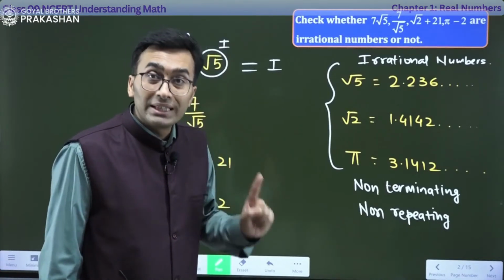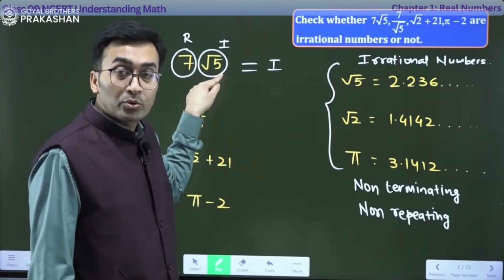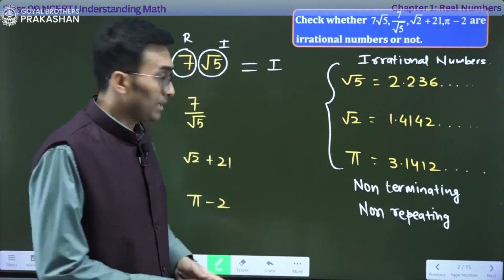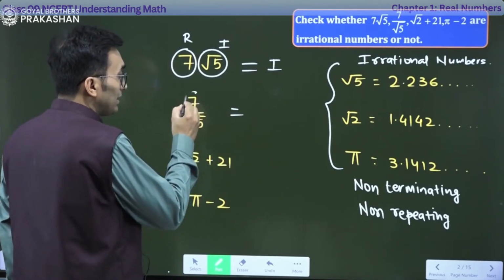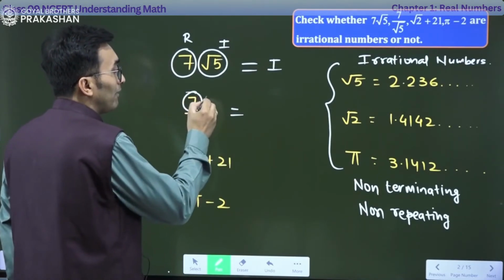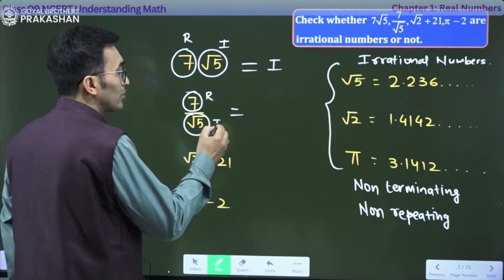Because of the presence of root 5, rational multiplied to irrational will give us irrational. Now see this next one. If I say this thing, this is 7. 7 is rational. But if I say root 5, this is irrational.